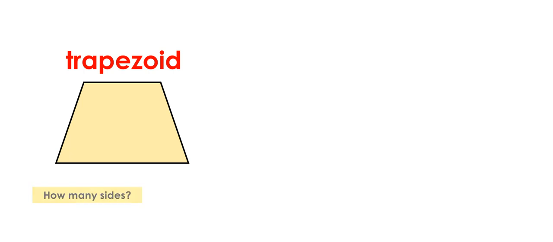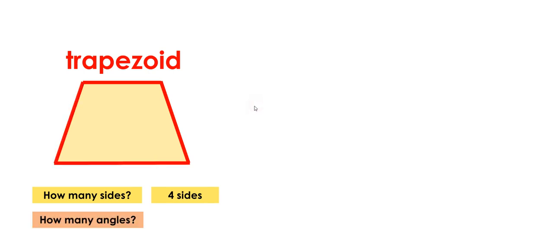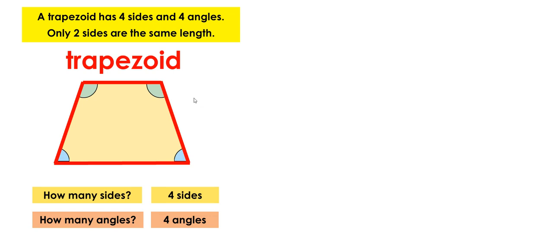Yes, great job. How many sides? Okay, 4. Let's count them. 1, 2, 3, 4. How many angles? 4 angles. 1, 2, 3, 4. A trapezoid has 4 sides and 4 angles. Only 2 sides are the same length, which are these ones. 2 of the sides of the trapezoid are the same length.